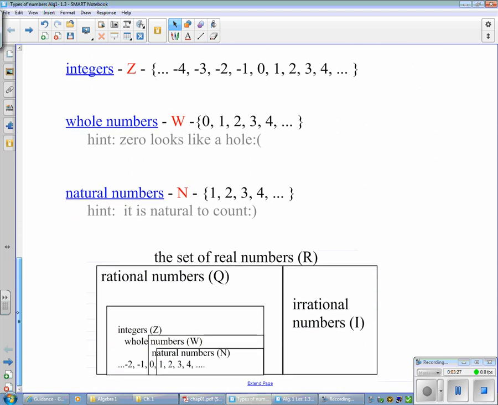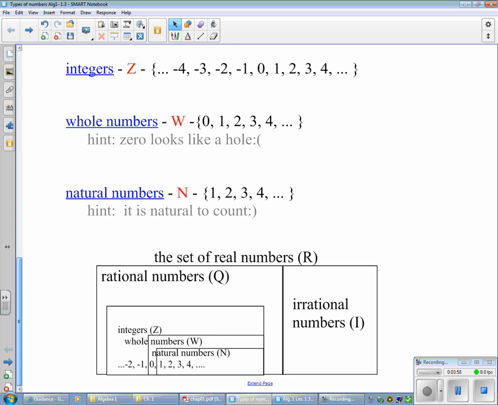To look at this all again, we have the set of all real numbers. That's pretty much every number out there, broken down into two sets. We have the rational numbers and the irrational numbers. Rationals you can write, irrationals go on forever. Inside the rational numbers, you have the integers. Inside the integers, you have whole numbers. Inside the whole numbers, you have the natural numbers.